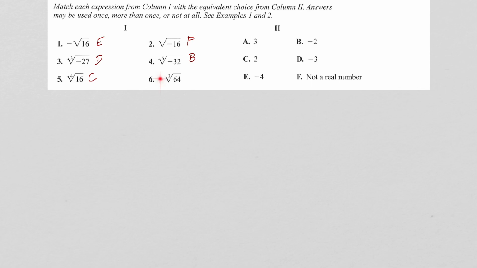And finally, this negative's on the outside, so first we're cube rooting 64 to get 4, and then we're popping on the negative to get negative 4. So that's E.